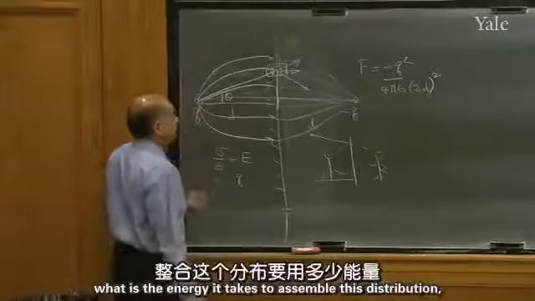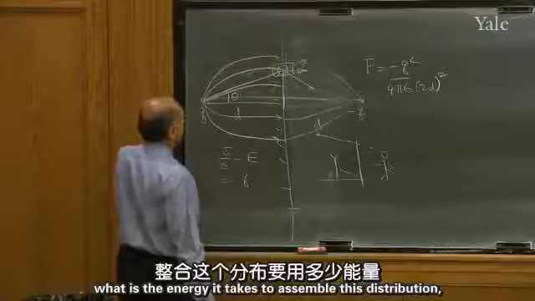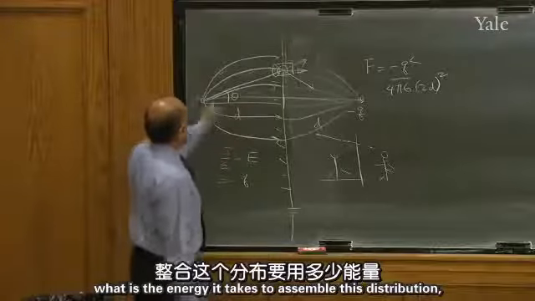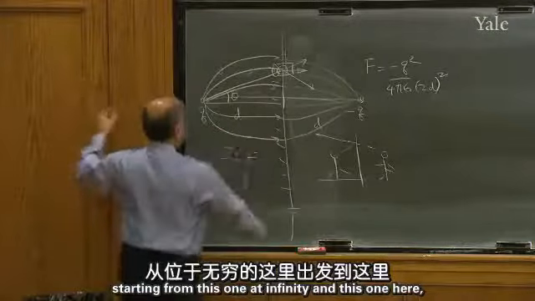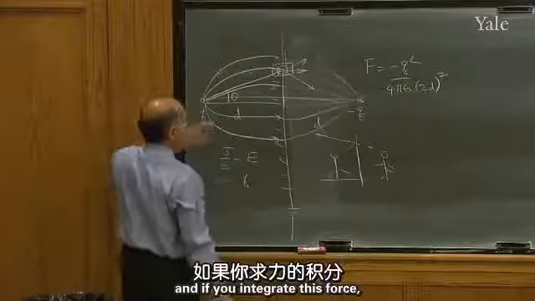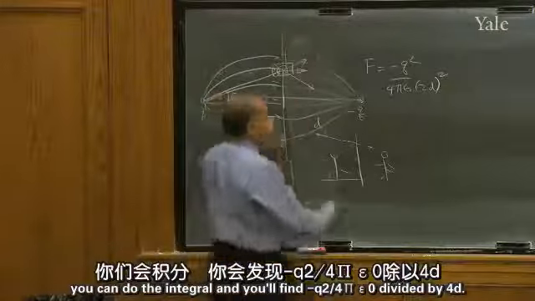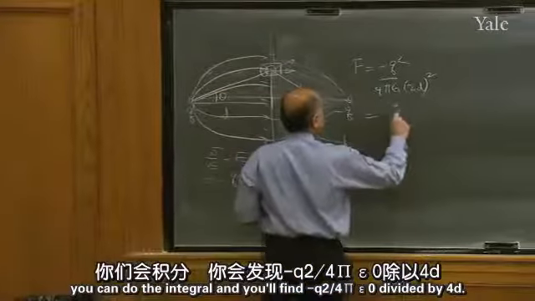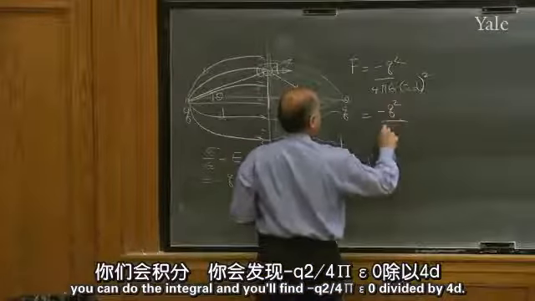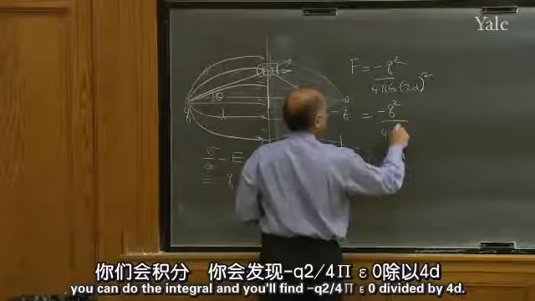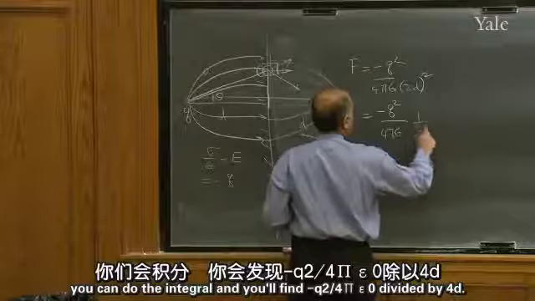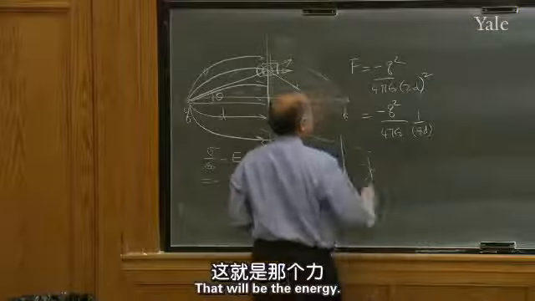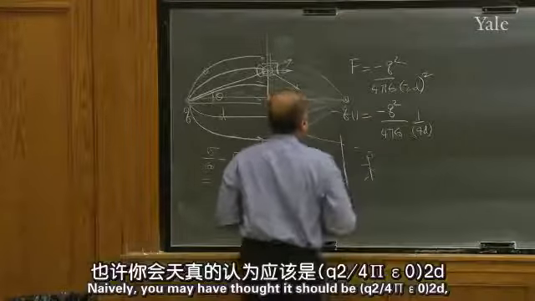Then you can also ask, what is the energy it takes to assemble this distribution, starting from this one at infinity and this one here. If you integrate this force, you can do the integral, and you will find minus Q squared over 4 pi epsilon 0 divided by 4d. That will be the energy.